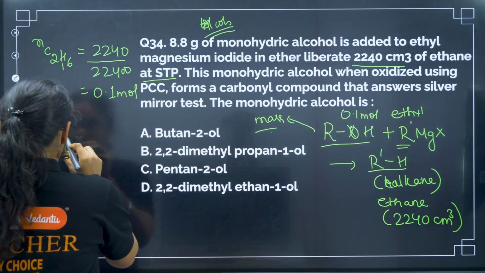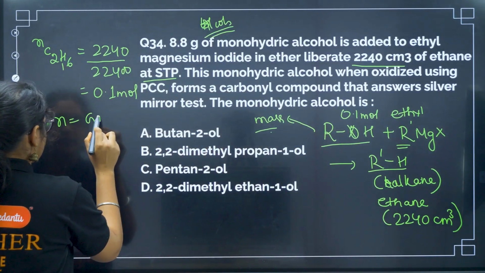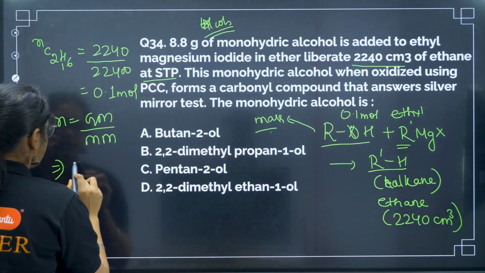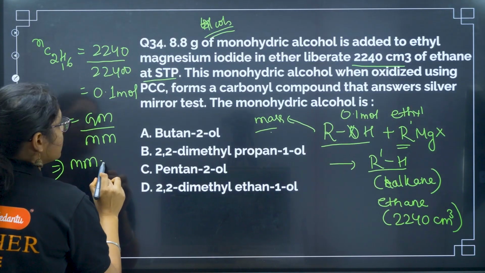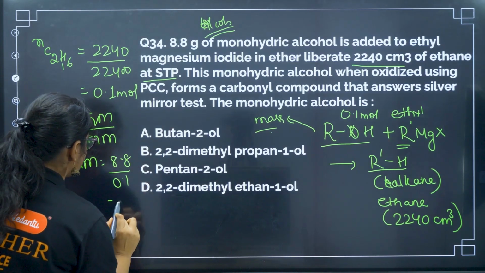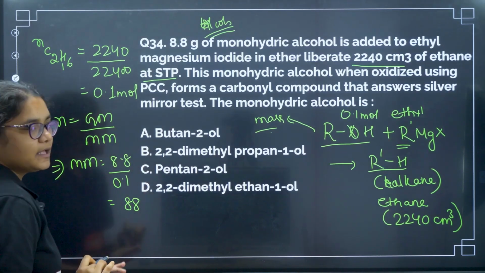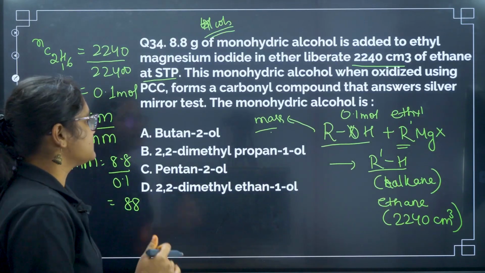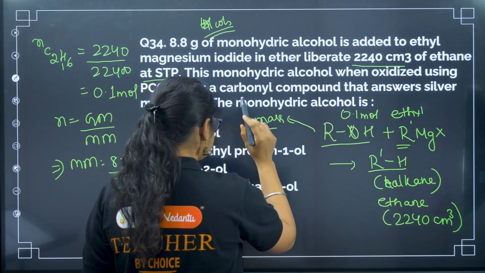So we know number of moles is equal to given mass by molar mass, right? So I can write here molar mass of this compound will be 8.8, that is given mass, divided by number of moles is 0.1, that is 88. Okay, so now we know the compound molar mass must be 88 gram. Now let us see the next part of the question.